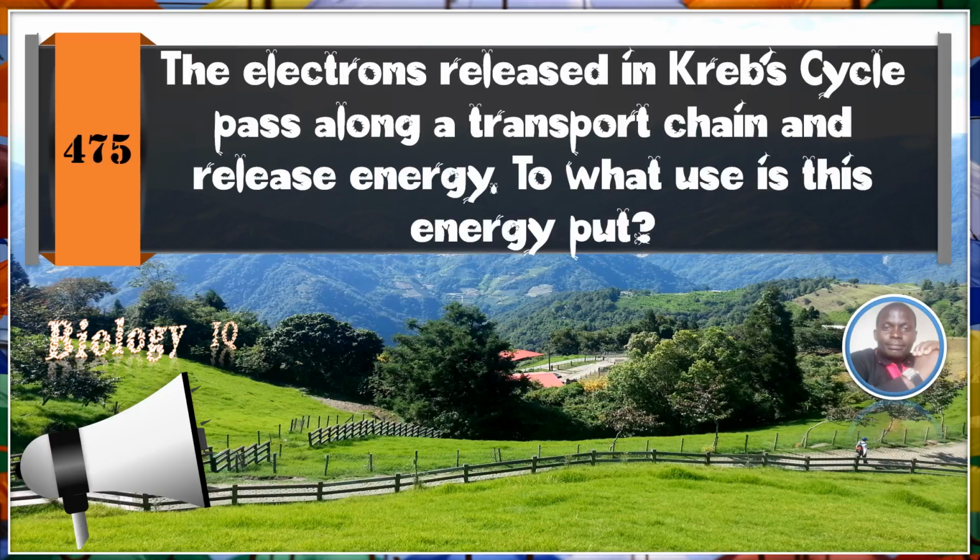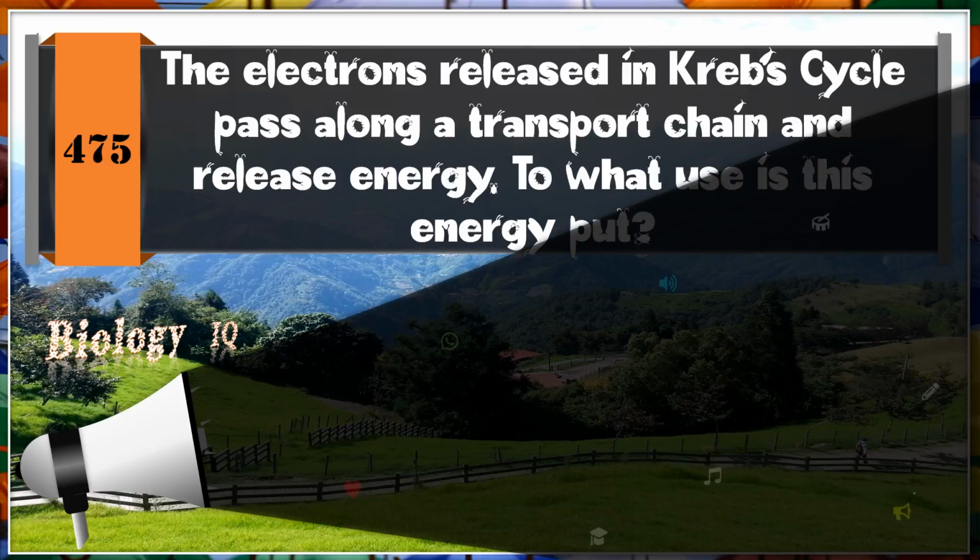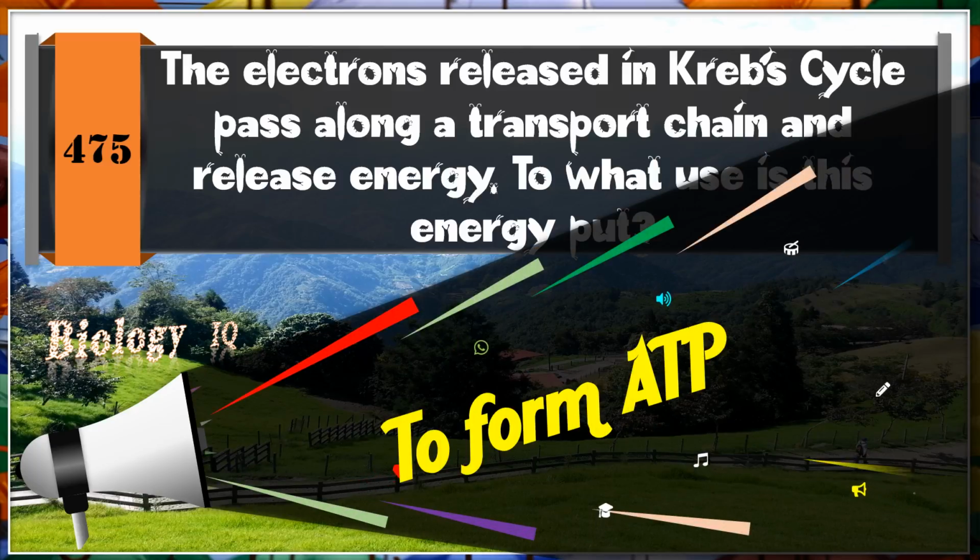The electrons released in Krebs cycle pass along a transport chain and release energy. To what use is this energy put? To form ATP.